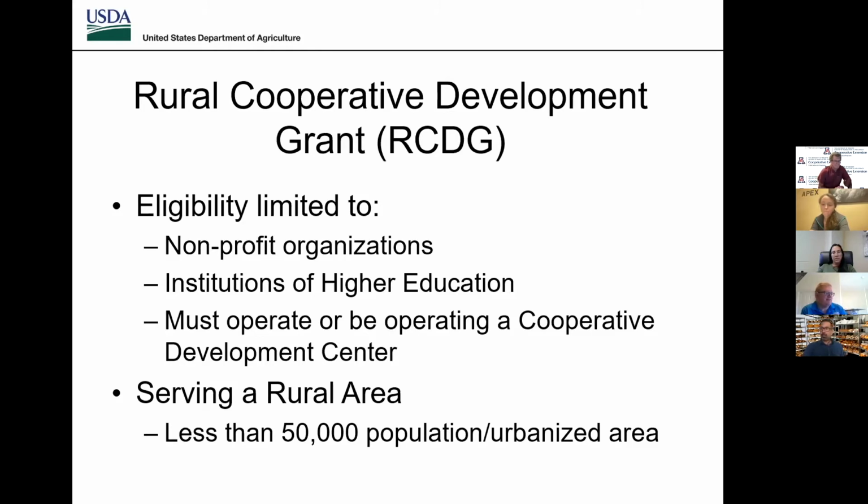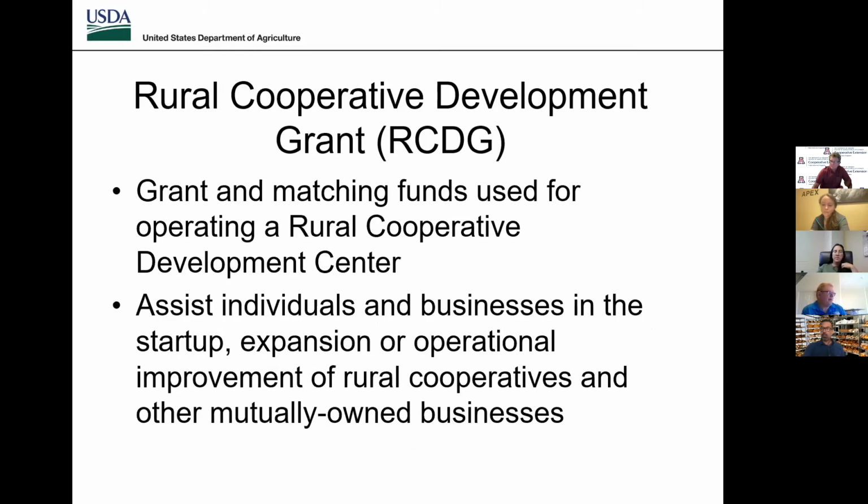Those 2 organizations must operate or be operating a cooperative development center. And again, we're going to be serving a rural area with population of less than 50,000, not associated with an urbanized area. The grant and matching funds are used to operate a rural cooperative development center, and those funds then assist individuals and businesses in the startup, expansion, or operational improvement of rural cooperatives and other mutually owned businesses.